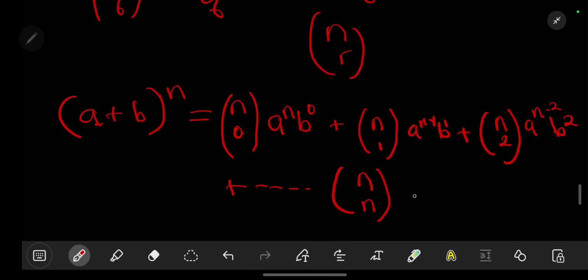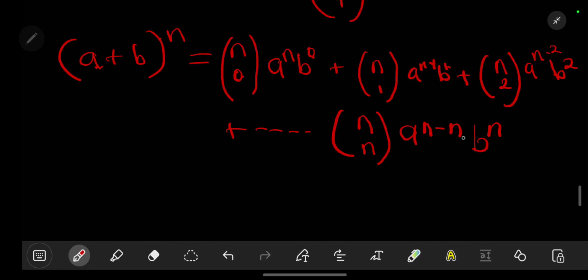Then you are going to multiply your a to the power of, now this n, a is reducing. So when a reduces, you have your n minus your n. So when you have your n minus your n, then you have your b to the power. So b is 0, 1, 2, 3, 4, 5 until b reaches the value of n. So this is the binomial expansion.